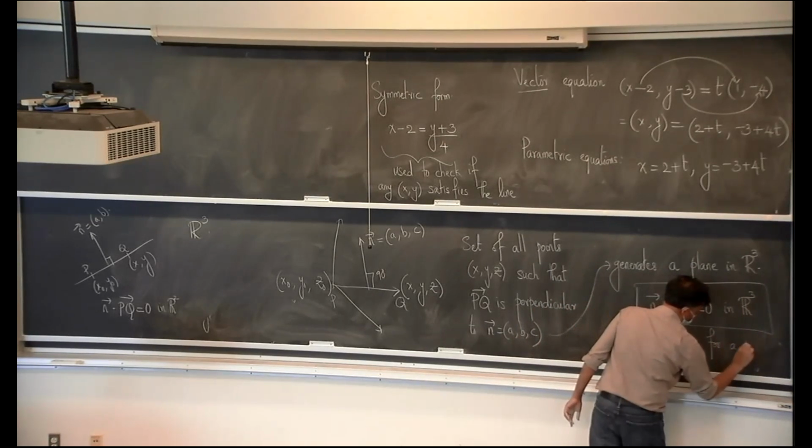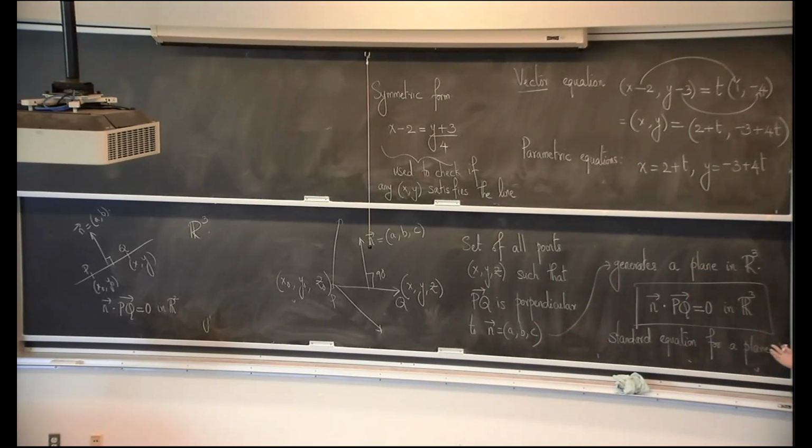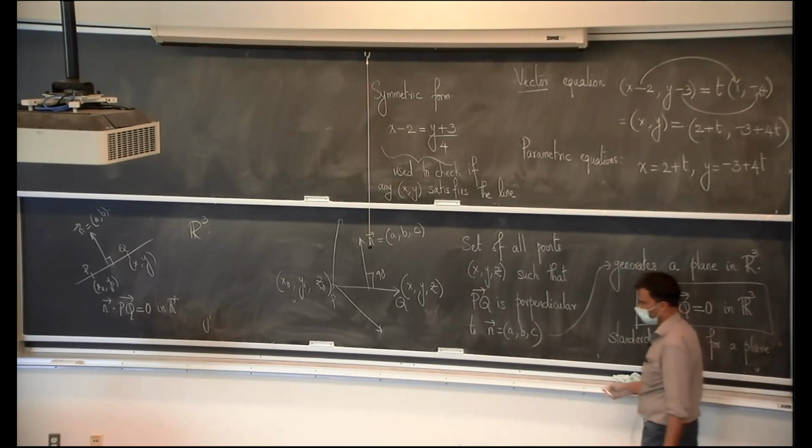but of course it looks too cryptic to us, right? If you say n dot PQ equal to 0, what does that mean? Okay, so we need to expand it out and write it in a more civilized form so that it's useful for us.